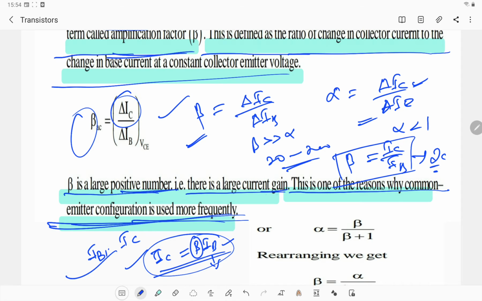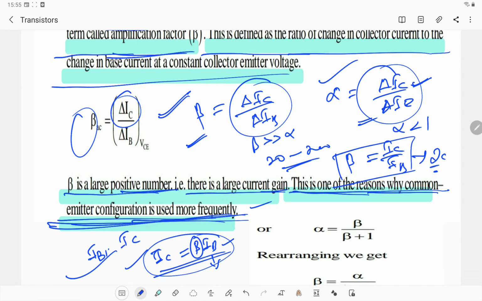Therefore, this is one of the reasons why the common emitter configuration is used more frequently for a common emitter amplifier, where the transistor is connected in common emitter configuration. In common base, the current gain is alpha, and in common emitter, the current gain is beta. Here it is delta IC by IE, and here delta IC by IB. Alpha is less than 1, and beta is very much greater than alpha, around 20 to 200 or 20 to 500.